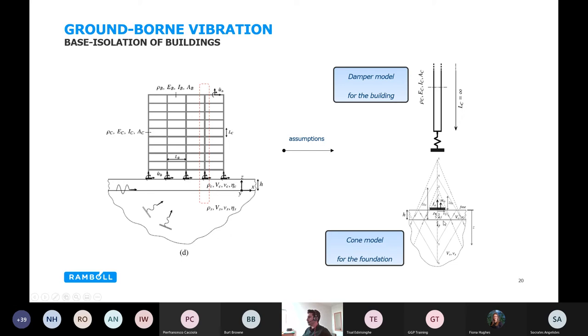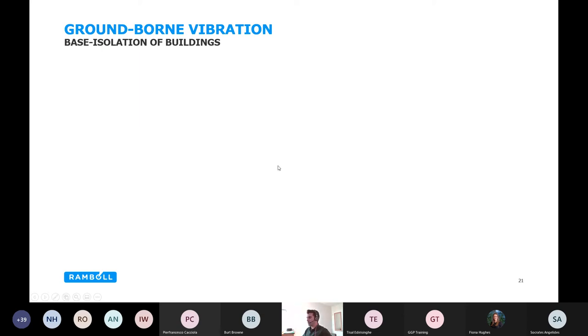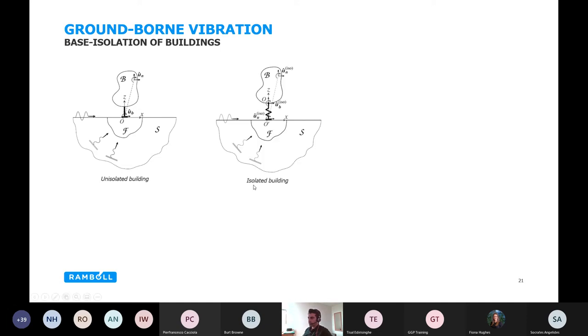And these two basically simple components can give us some understanding of the underlying physics and can help us to obtain a simplified model to predict the isolation performance. I will just touch on what metric is used to define the isolation performance. So basically we have our building in the unisolated configuration and with the isolator mounted on the bottom.